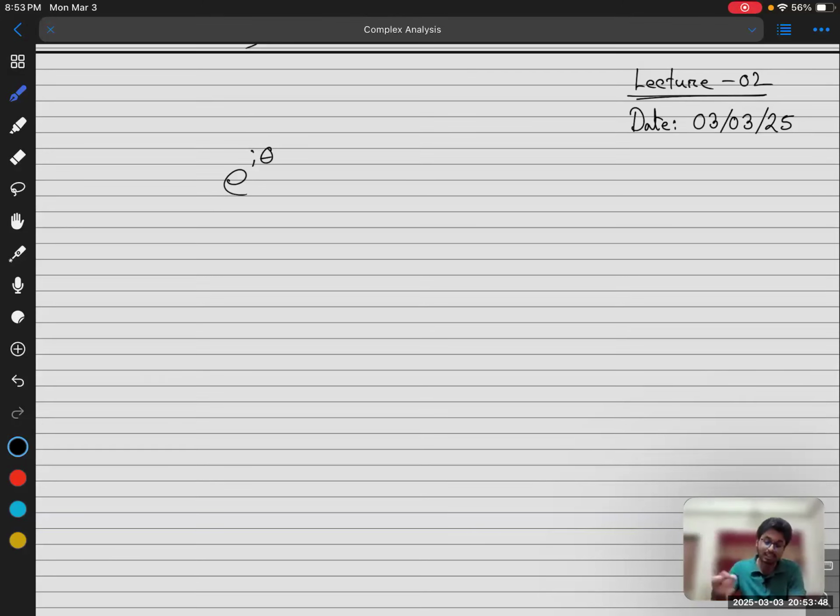Before writing about the identities, we are just considering it as x plus i y. So we are going to find the values of x as well. We are going to find the values of y. That is, what are those x and y that will consist in Euler's identity.